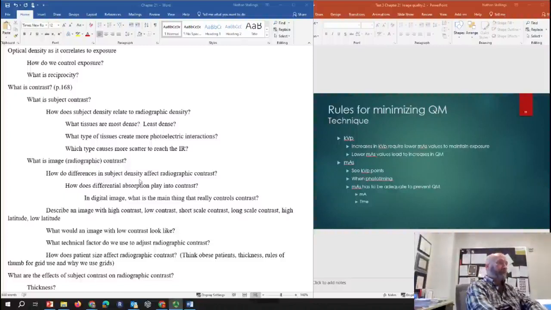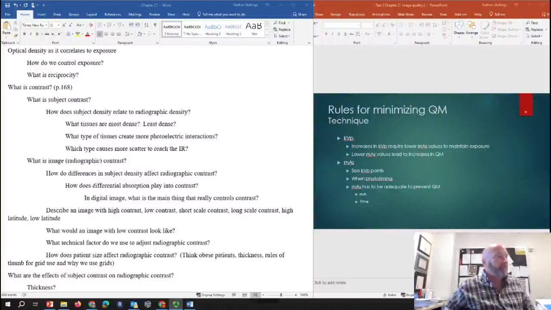How do differences in subject density affect radiographic contrast? We just did that. How does differential absorption play into the contrast? The higher the differential absorption, bone's going to have higher differential absorption than air. Then the bony structure is going to appear more clear, more white compared to the surrounding structures.